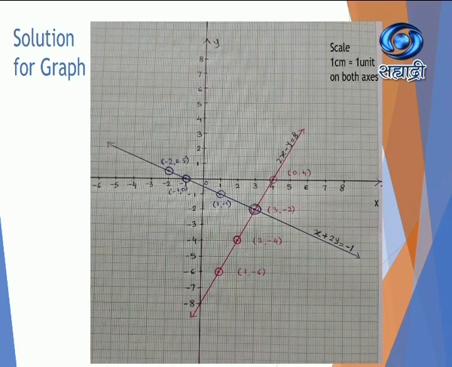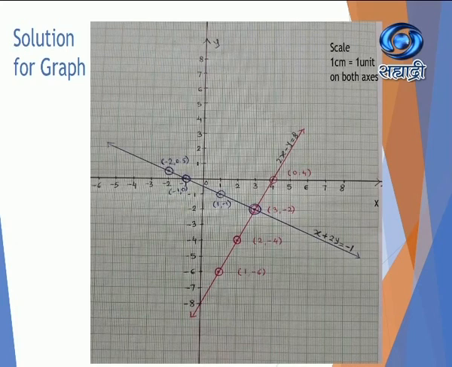Draw a straight line passing through all these points together and immediately write the equation on the same line, that is 2x minus y equal to 8. Next equation is x plus 2y equal to minus 1, which I have shown with blue color. All the points are plotted with blue color and the line has been drawn.